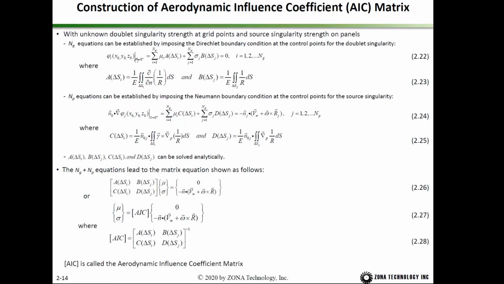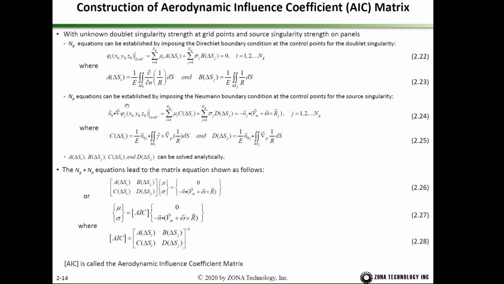So if we have a point at the control point and evaluate beneath the surface, we have a summation from 1 to Ng and 1 to Np. Ng is the number of grid points, Np is the number of panels, and this is the unknown doublet, this is the unknown source. A and B are the integral solutions of those two integrals.